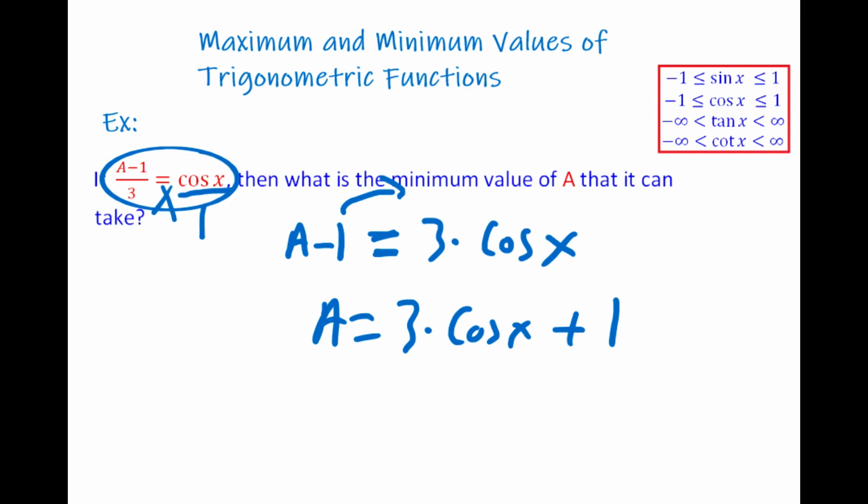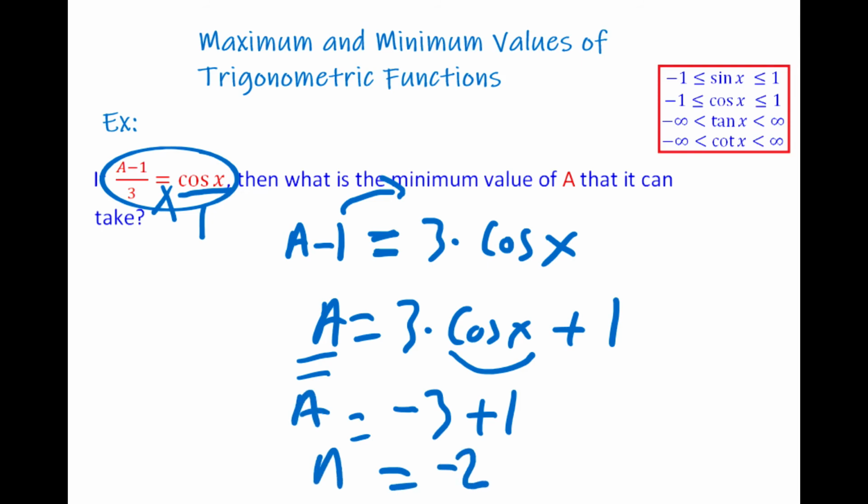So here we will look at the expression that we have, guys. Because we are looking for the smallest value for a, then we need to make this cosine x negative, right? And the smallest value is -1. So if we get -1 from cosine x, then we're going to have 3 times -1, which is -3 plus 1, guys. And a is going to be -2, guys, in this case. So the smallest value for a is -2 in this case.